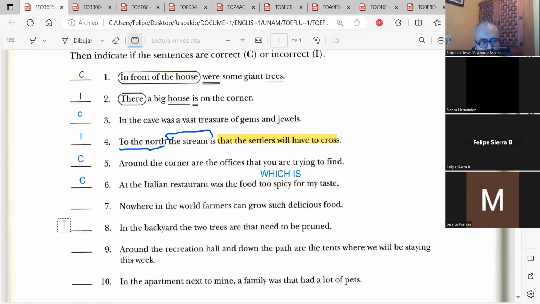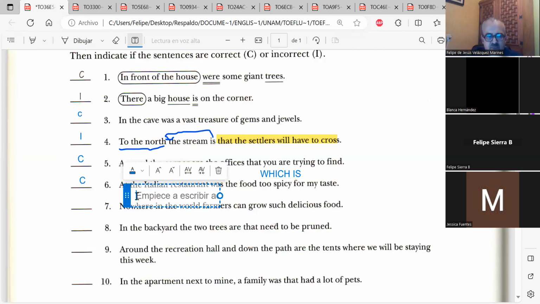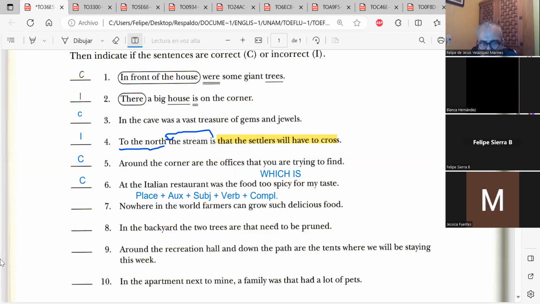Okay, Blanca, number 7. Nowhere in the world farmers can grow such delicious food. In the case in which we have an auxiliary verb, we have to use place, then auxiliary verb, then subject, then verb, and then the complement. Yes, like the structure of a question.